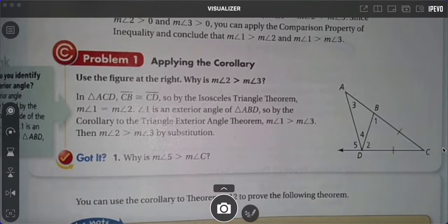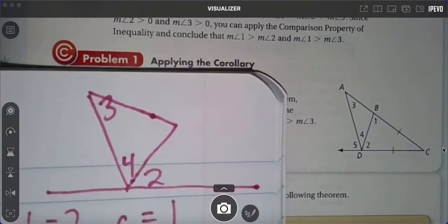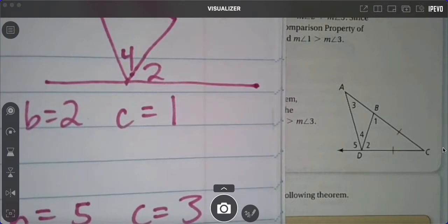Why is the measure of angle 5 bigger than the measure of angle C? Oh, whoa. Beats me. Because like the inside one's... wait. Why is the measure of angle 5 bigger than the measure of angle C? I don't know. Is it because 3 and 4 added up are more than 1 and 2? Like on the exterior, on the interior, on the exterior.